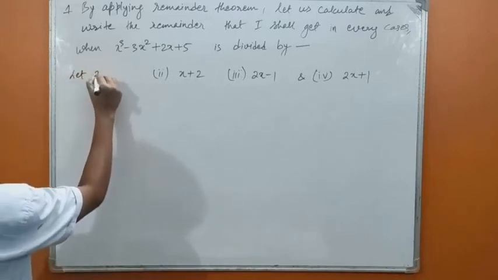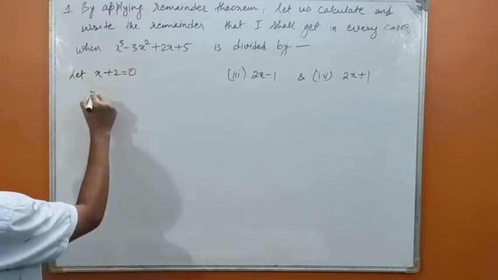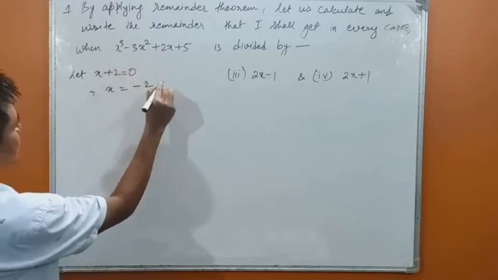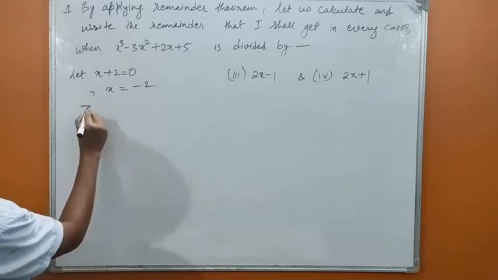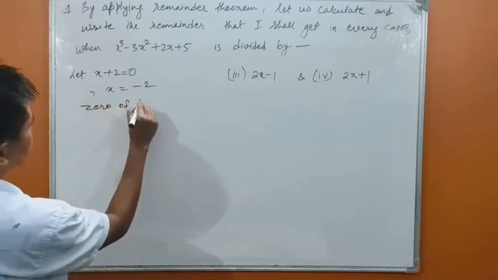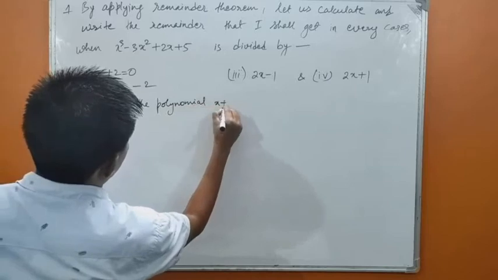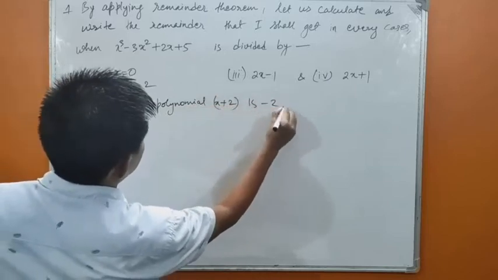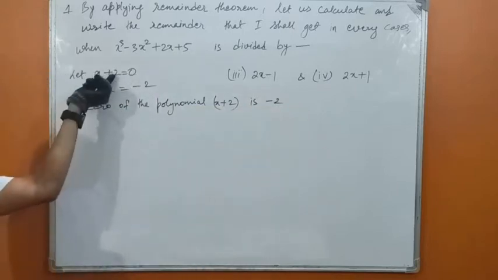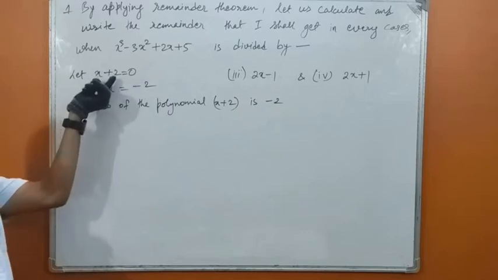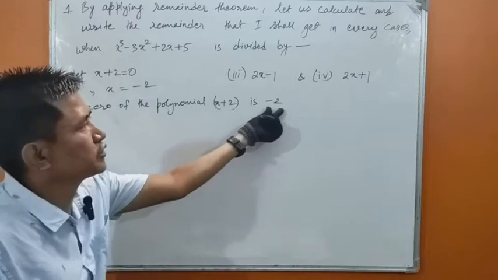Let x plus 2 equal 0, or x will be, when 2 is taken to the right hand side, minus 2, isn't it? The zero of the polynomial x plus 2 is minus 2, isn't it? The zero of the polynomial means we assume the value of this polynomial to be 0. So the zero of the polynomial x plus 2 is minus 2.